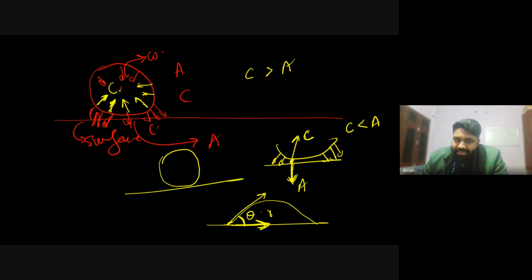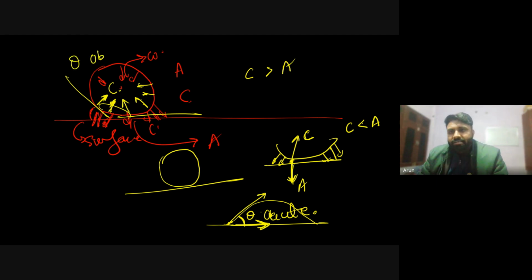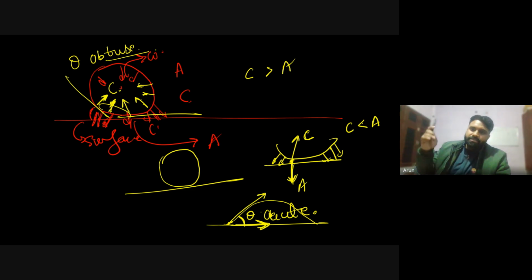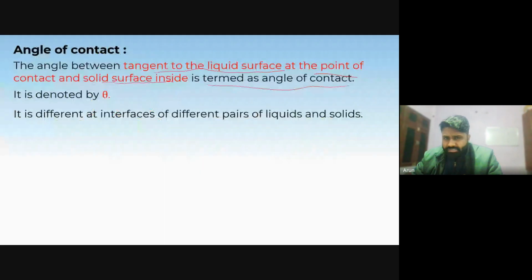So here theta is acute, and in this other case theta will be obtuse. Obtuse means greater than 90 degrees. Do not confuse these terms. If theta is acute, it is less than 90 degrees, and if theta is obtuse, it is greater than 90 degrees. Got it? Any doubt in this? If you are clear with this, just give me a thumbs up and I will move on.